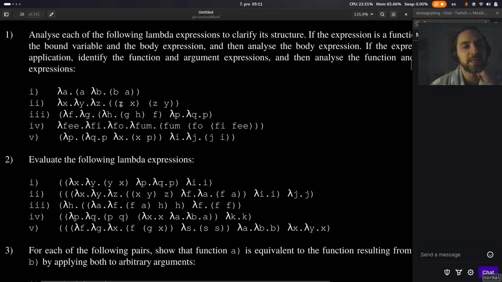Now this z and this z are in the same scope. So z is applied to x and z is applied to y. Yeah, it's kind of nice. This thing works. You know, let's try it.